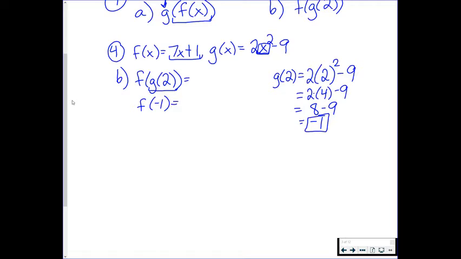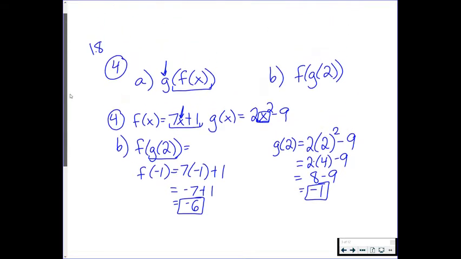Now we're going to evaluate f of negative 1. Everywhere you see an x in the f function, put in a negative 1 and just simplify. 7 times negative 1 is negative 7, plus 1 is negative 6. So part B just simplified down to negative 6. Questions 3 and 4 were composite functions. That came from section 1.8. So if you struggled with those, I would go back and look at your notes from section 1.8.